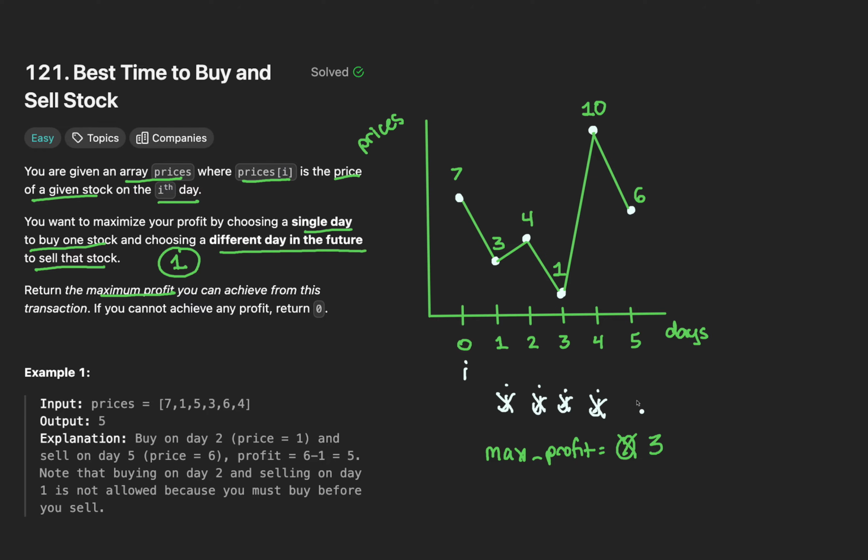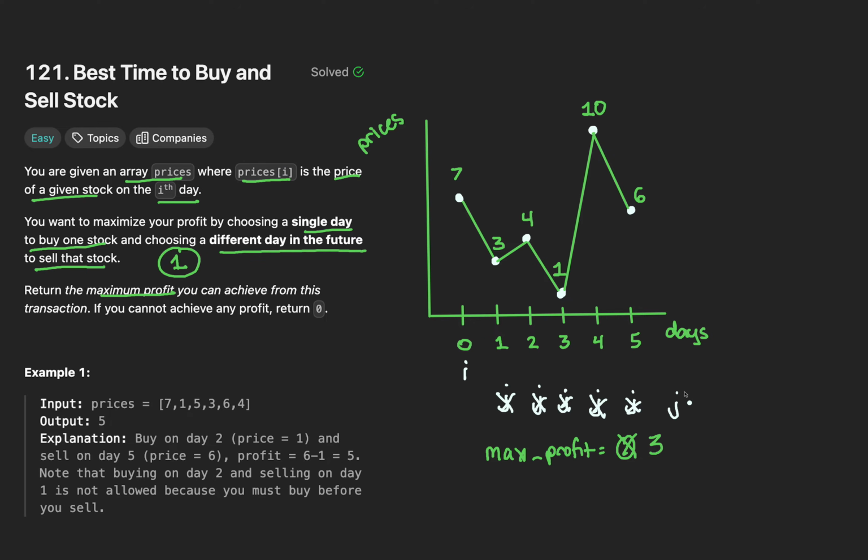On the last iteration of j, we sell for a price of 6. And having bought the stock for the 7, let's do the quick math. 6 minus 7 is negative 1. That is lower than our max profit of 3. We don't update that variable and we move on.